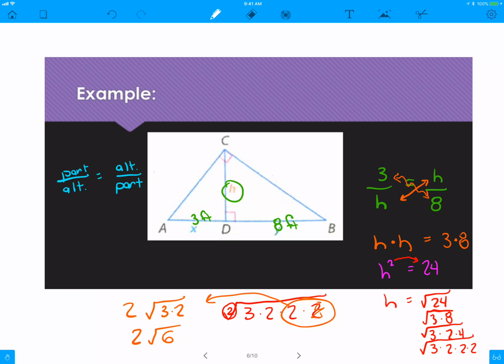Now that big 2 on the outside, that's not an index number. That's a huge 2 out front. There is an index number of 2, but it's small and you don't have to write it when it's a square root. So this is the answer I'm looking for. That's the height. Whatever that decimal is, it's 4 point something. That's how tall this triangle is. Okay, questions on the math I've just shown you?